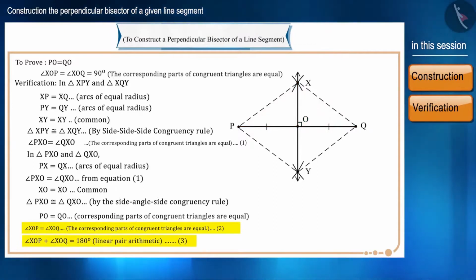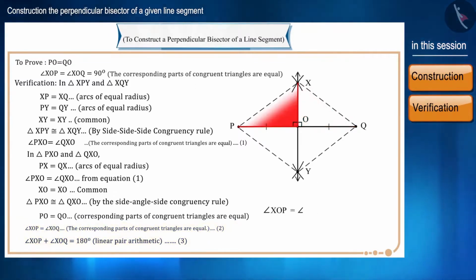Now, by equation 2 and equation 3, we can say that angle XOP is equal to angle XOQ, therefore both angles will be 90 degrees. Angle XOP is equal to angle XOQ is equal to 90 degrees. That is, XY is perpendicular to PQ.